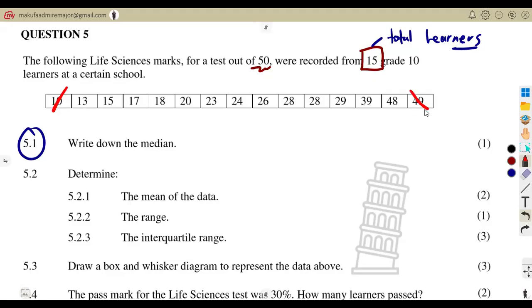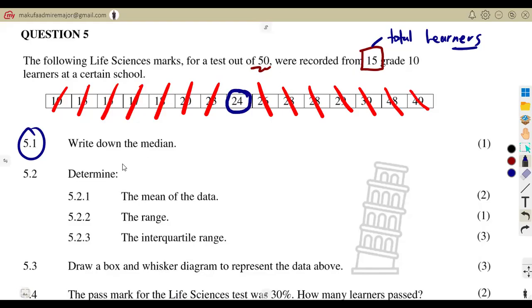We cancel this one, we cancel this, and this, and this, working inwards from both ends. So you're going to see that there is a term that is remaining not cancelled in the middle, which is 24. So meaning to say our median was going to be equivalent to what? 24. That's why they are saying write down, it is something that you do not need a calculation.